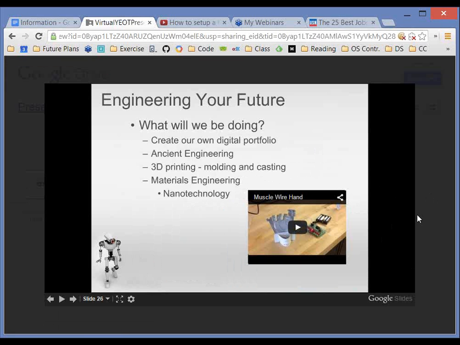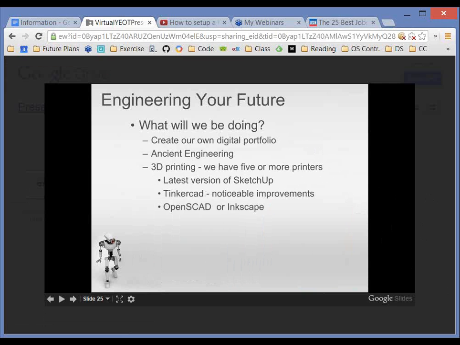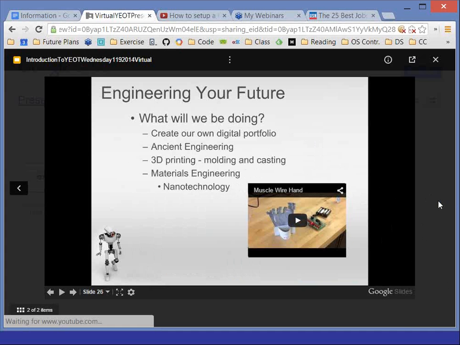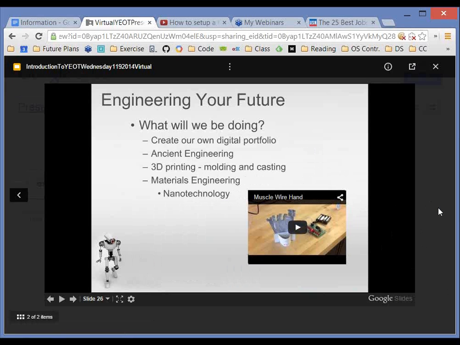Materials engineering. You're going to send your CAD designs. Oh, cool. So Jaden says that you guys get to send your CAD designs in, and Mr. Dubik will print them, and I guess he'll return them to you. So yeah, we'll do 3D printing using SketchUp, Tinkercad, and OpenSCAD or Inkscape, depending on what Mr. Dubik decides. All right, we'll get into some materials engineering, nanotechnology.